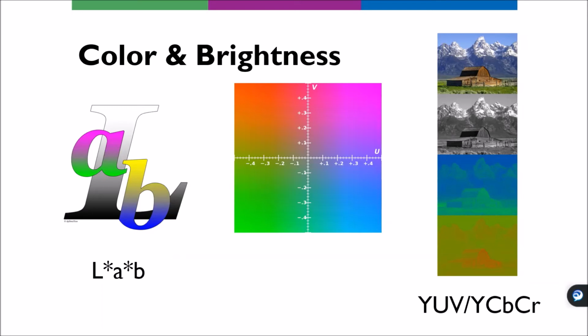The LAB model is used for still images where brightness, or the luminescence value, is separated out from the chroma, or color values. And the color values are on an axis. In the LAB, the L refers to the brightness, A refers to the red-green axis, and B refers to the blue-yellow axis.